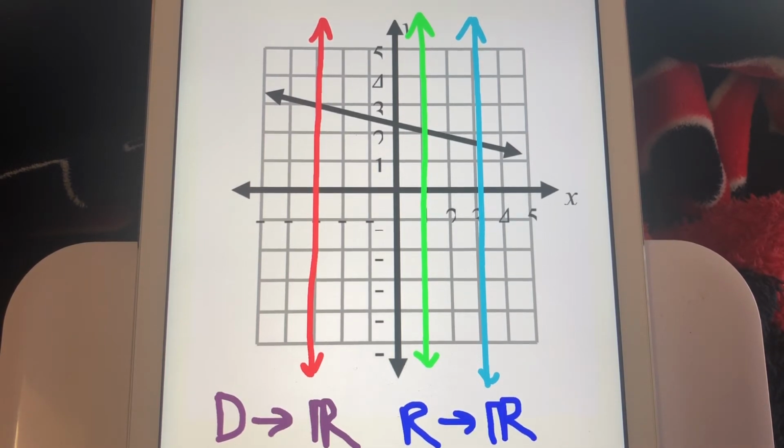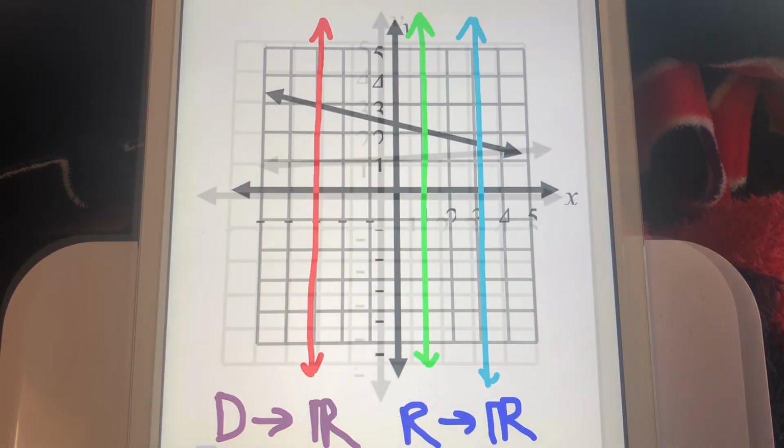Okay. So that's example 1. So try the next 3 examples. Determine if it's a function using the vertical line test. If it is a function, determine the domain and the range, and then come back and check your work.